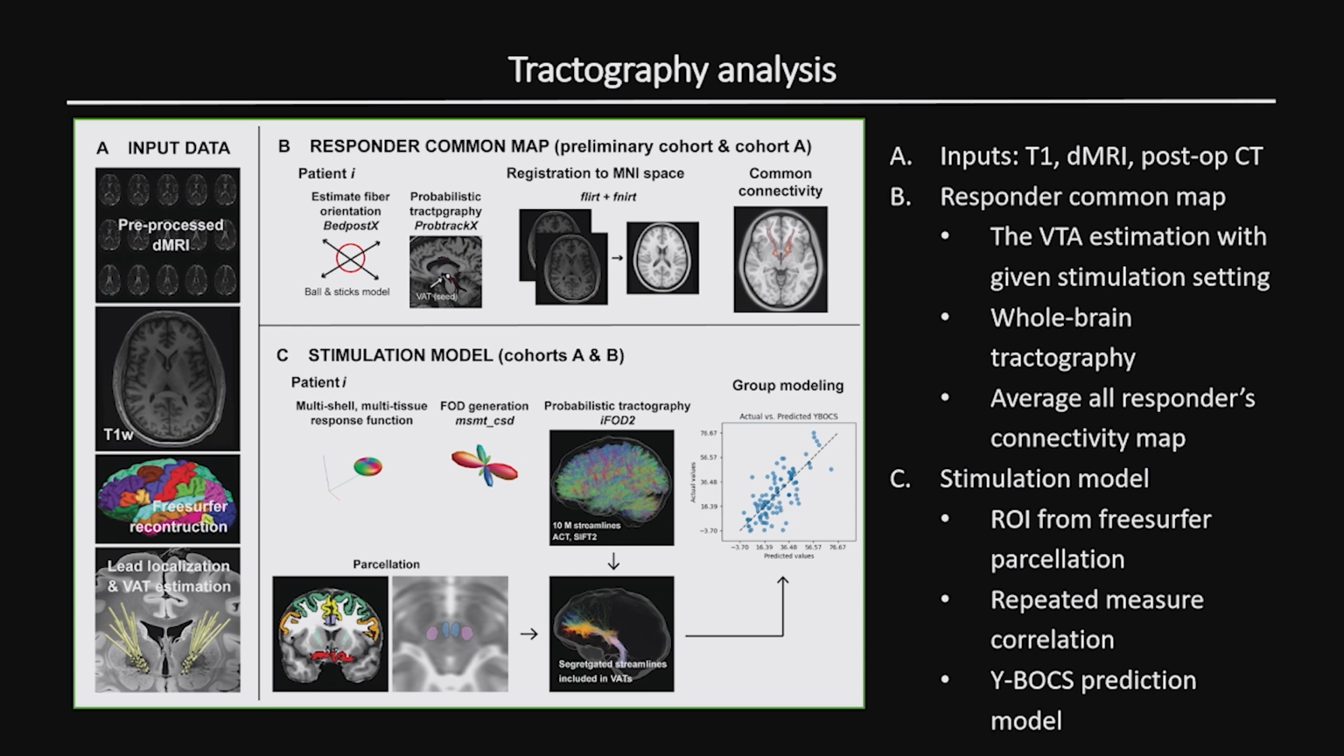Here are some details about the tractography analysis. We use T1, dMRI, and post-op CT, and then we estimate the volume of tissue activated with a given stimulation setting. From that VTA, we do whole-brain tractography and average all responder connectivity maps to generate the common map. Later, we also build the stimulation model to predict the Y-BOCS score using partial correlation and non-repeated measures correlation, and finally we can build a Y-BOCS prediction model.